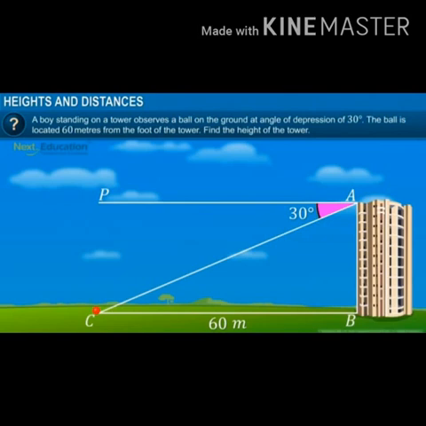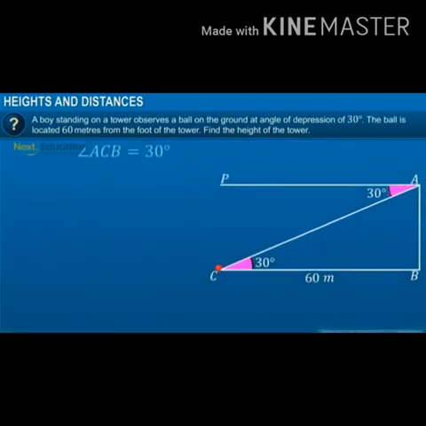When this line is joined, a triangle is formed. Here, the side AC makes an angle of 30 degrees with the horizontal AP. Considering the side AC as the transversal of parallel lines AP and BC, angle ACB and angle PAC form a pair of alternate angles. Hence, they are equal. Therefore, angle ACB is equal to 30 degrees.